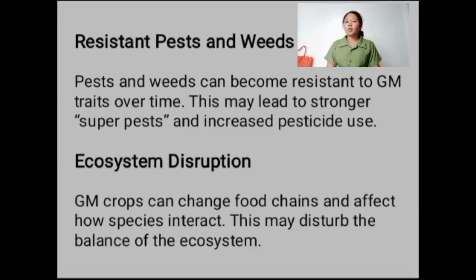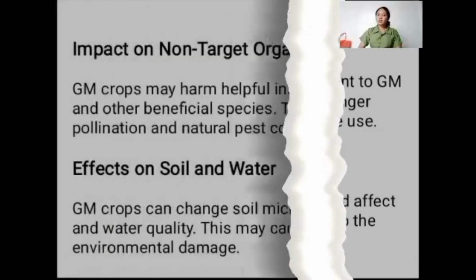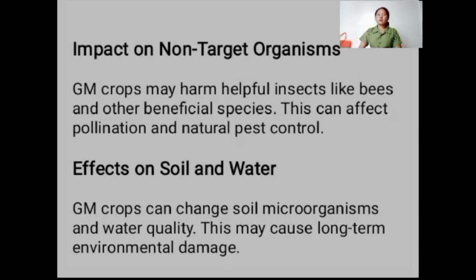Next is ecosystem disruption. GM crops can change food chains and affect how species interact. This may disturb the balance of the ecosystem. In nature, all living things are connected in the food chain. If GM crops reduce certain insects or plants, animals that depend on them for food may also be affected. This can create a chain reaction that changes the balance of the ecosystem, where small changes can have long-term effects on biodiversity.